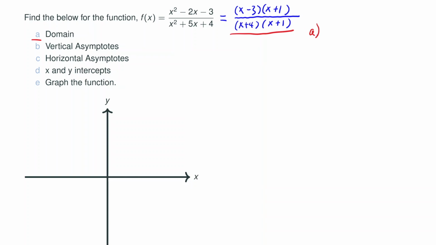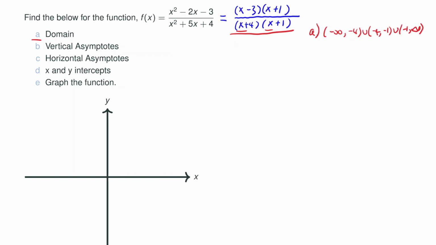For A right here, domain is negative infinity to negative 4, negative 4 to negative 1, negative 1 to positive infinity, because we have to exclude negative 4 and negative 1.